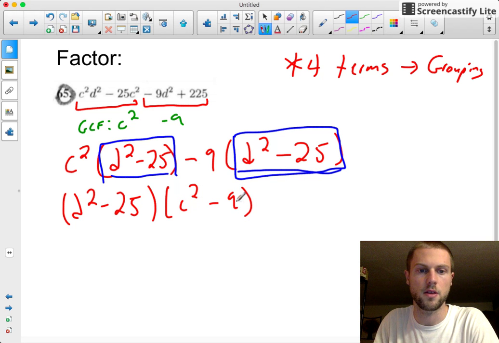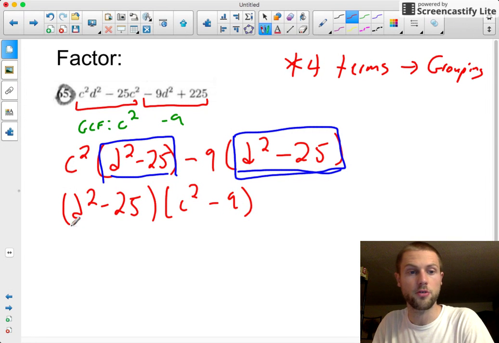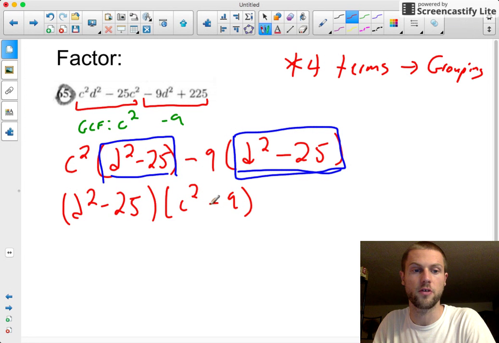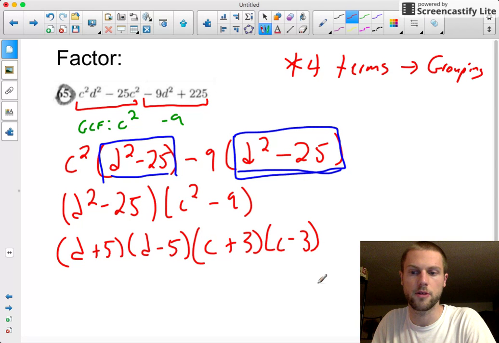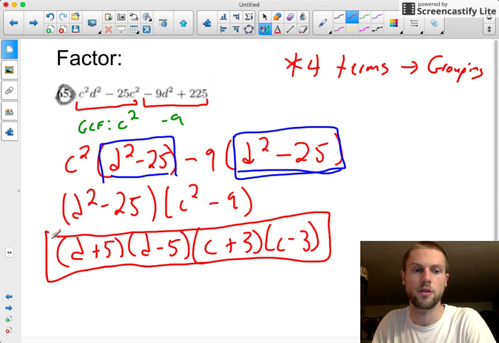That's this and this. Now I can actually go a little bit further here because both of these are differences of perfect squares. So this will factor into d plus 5 times d minus 5. That's these two. And then c squared minus 9 will factor into c plus 3 times c minus 3. And this now is fully factored. Cannot factor it any further, and I am done.